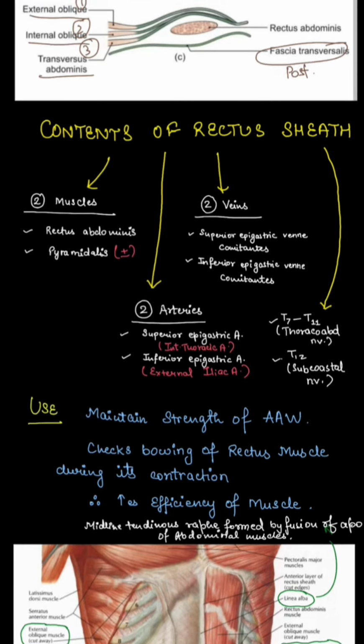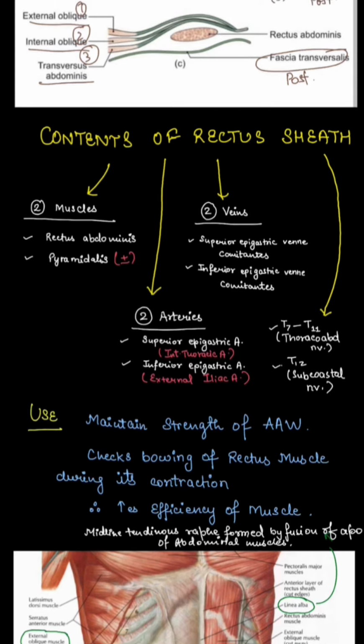Then there are two veins, which are the superior epigastric vena comitantes and inferior epigastric vena comitantes. The inferior one would come out from the external iliac vein, and the superior one would go into the internal thoracic vein.